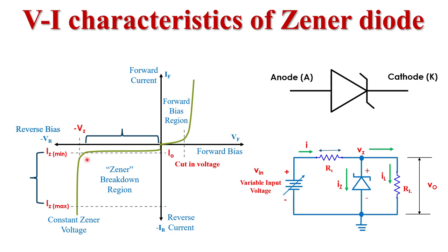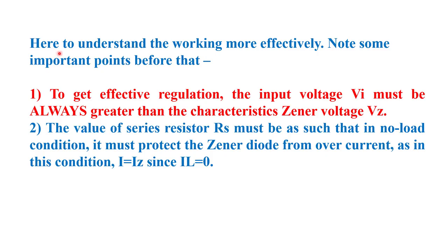So here we use the Zener diode reverse bias characteristic. This characteristic will help show how the Zener diode works as a voltage regulator. Now, to understand the working more effectively, we need to understand some important points. First, to get effective voltage regulation, the input voltage must always be greater than the characteristic voltage.